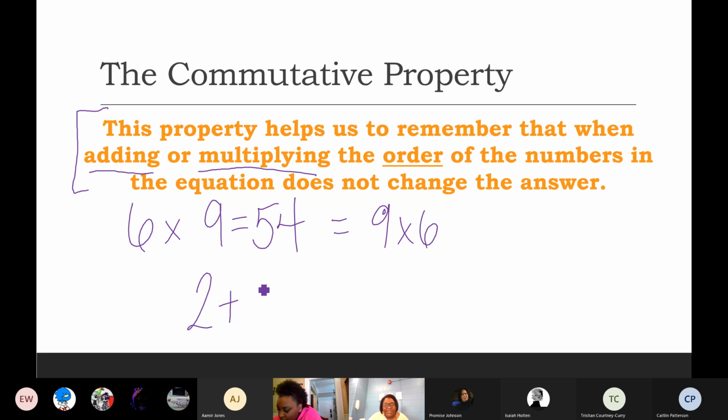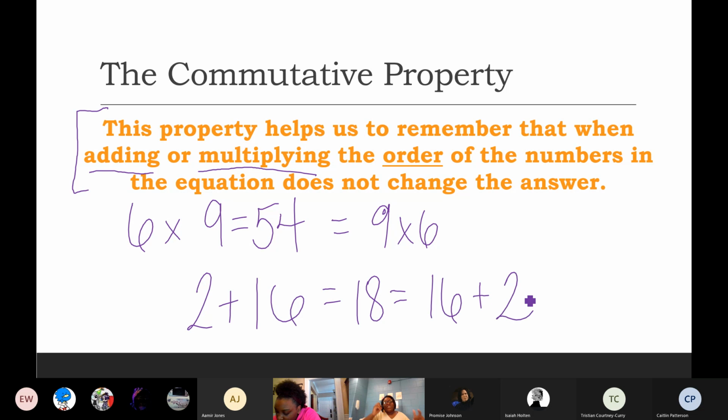2 plus 16 will still equal 18. And that's the same thing if I wrote 16 plus 2. Changing the order of these numbers in the equation does not change what the answer will be. Please write down this information about the commutative property and the examples. And we'll be going on in 2 minutes.